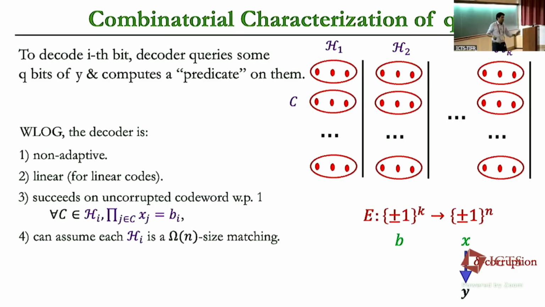That's it. So you can basically assume that the decoder is the following simple object. I have a bunch of matchings, one for every bit that I'm decoding. And the decoder's action is: if I want to decode the ith bit, query a random 4-tuple in the ith matching, and add those bits up.